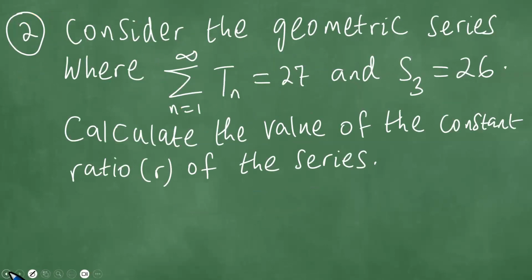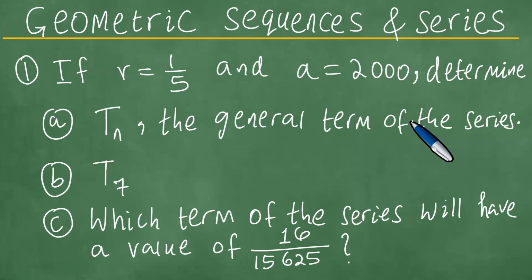Because in this question they said we need to find the general term. General means that it must be Tn. It must be a function of n. It must depend on n. And so T7 we have just found. Which term of the series will have a value of 16 out of 15,625? So we're looking at 1C now.